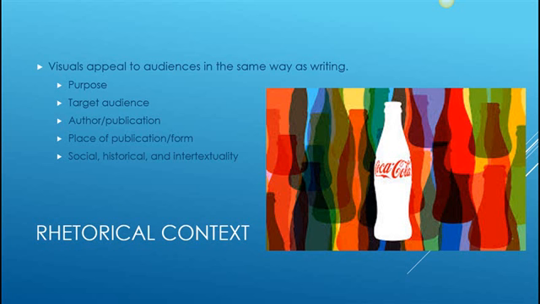Next, we want to look at the author. Who took this picture? What was their purpose? Where were they? Where was it published? Is it online? Is it in an advertisement? Was it part of National Geographic? Right? So those are all very important questions about rhetorical context.